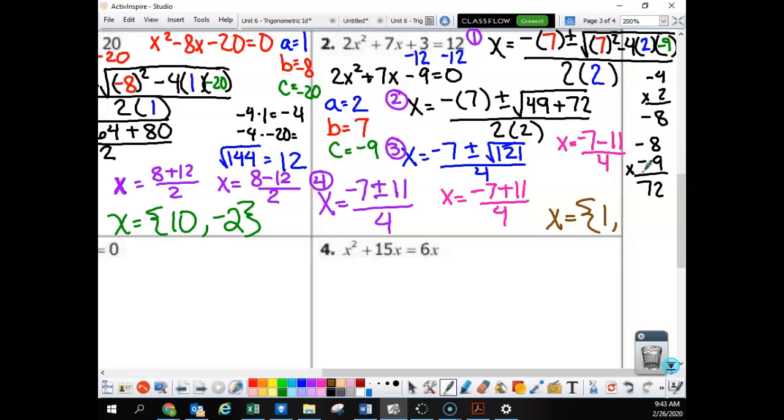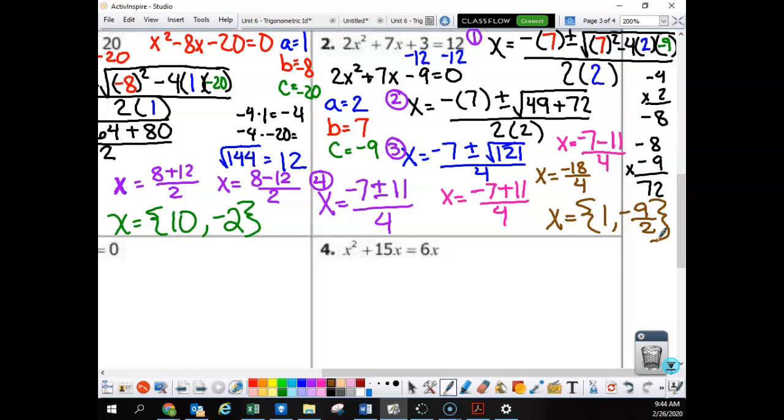So then what are we going to do? Just leave it as a fraction. But we're going to try to reduce it. Okay, so negative 7 and negative 11. So 7 plus 11 is 18, right? But it's both negative. So it's negative 18 over 4. Can I reduce that? Yes. By what? 2. And that's going to be negative 9 over 2. Does that make sense?